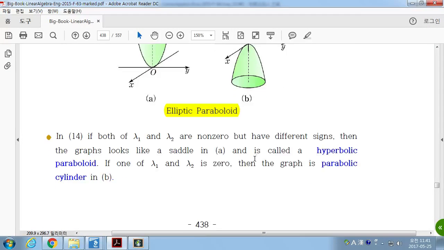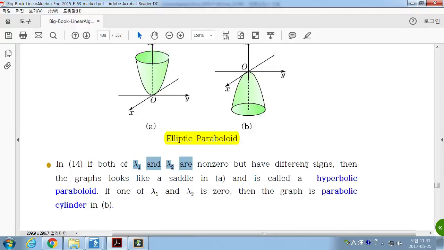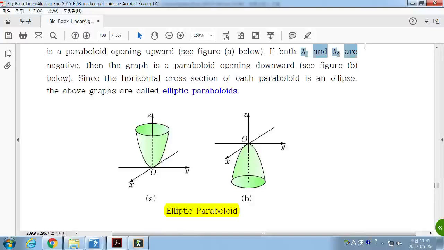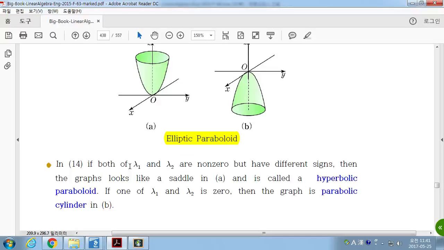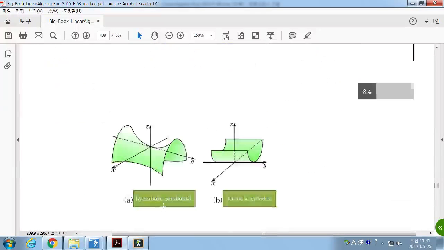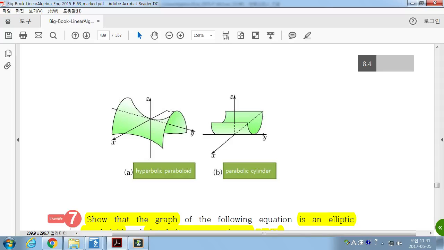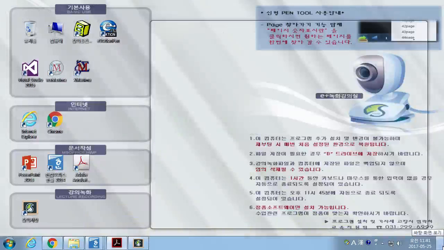Okay? Here, if lambda 1 and lambda 2 are non-zero but have different signs, then what happens? If lambda 1 and lambda 2 are positive, then we have this. If lambda 1 and lambda 2 are non-zero and have different signs, then what happens? It should be like this. One axis is like this, the other axis in the other direction.